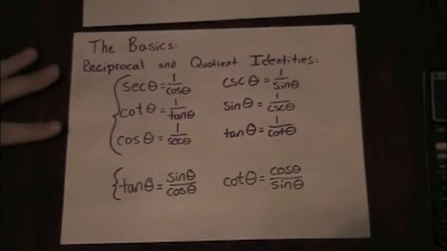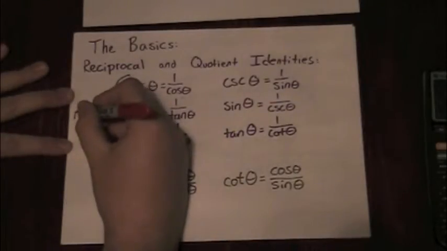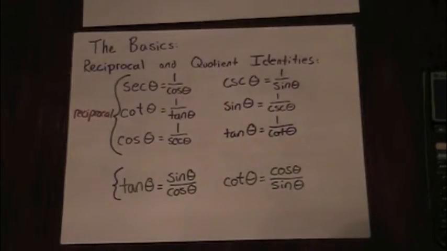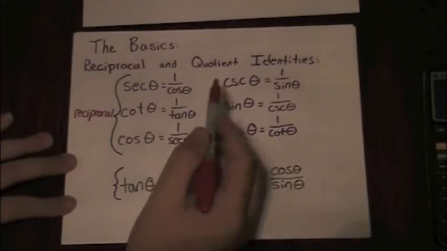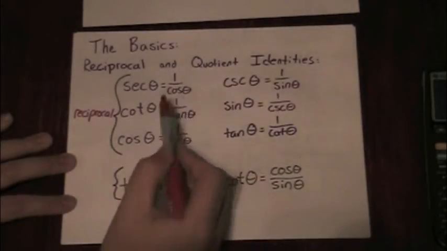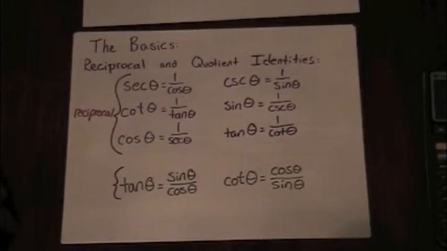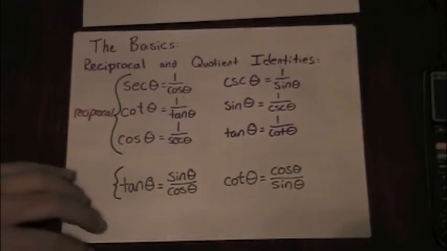You can guess that the top 6 are the reciprocal identities. And if you remember, these graphs were all related by sharing some of the characteristics of the one they're paired with. So secant is connected to cosine, cotangent is connected to tangent, cosecant is connected to sine, and sine is connected to cosecant. We know these go back and forth because of how they're defined.